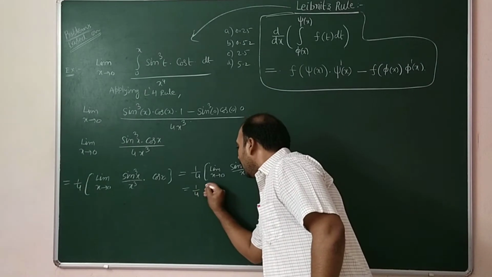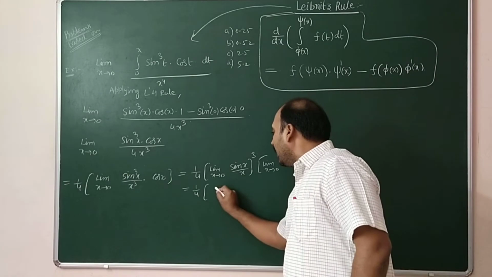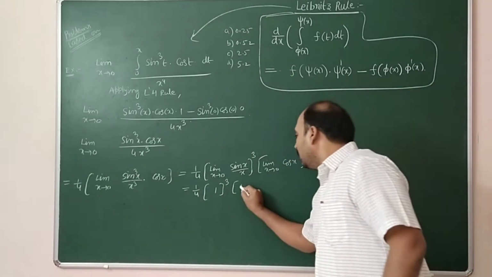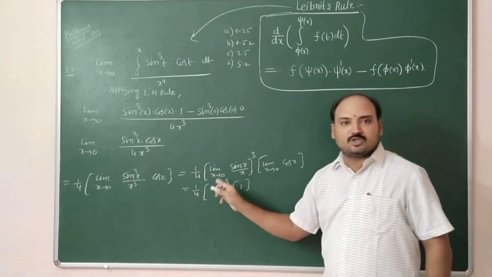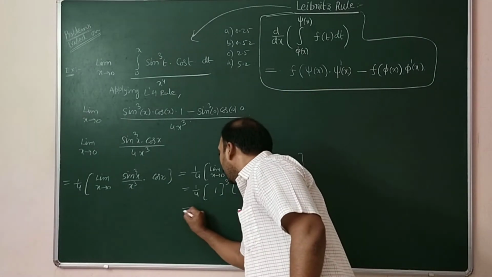Limit x tends to 0, sin x by x is 1. So from the standard limits, this value is 1 cubed. Limit x tends to 0, cos x value is also 1. These are the standard limits. Limit x tends to 0, cos x is 1, and limit x tends to 0, sin x by x is equal to 1. So 1 power 3 is 1, 1 into 1, so 1 by 4.